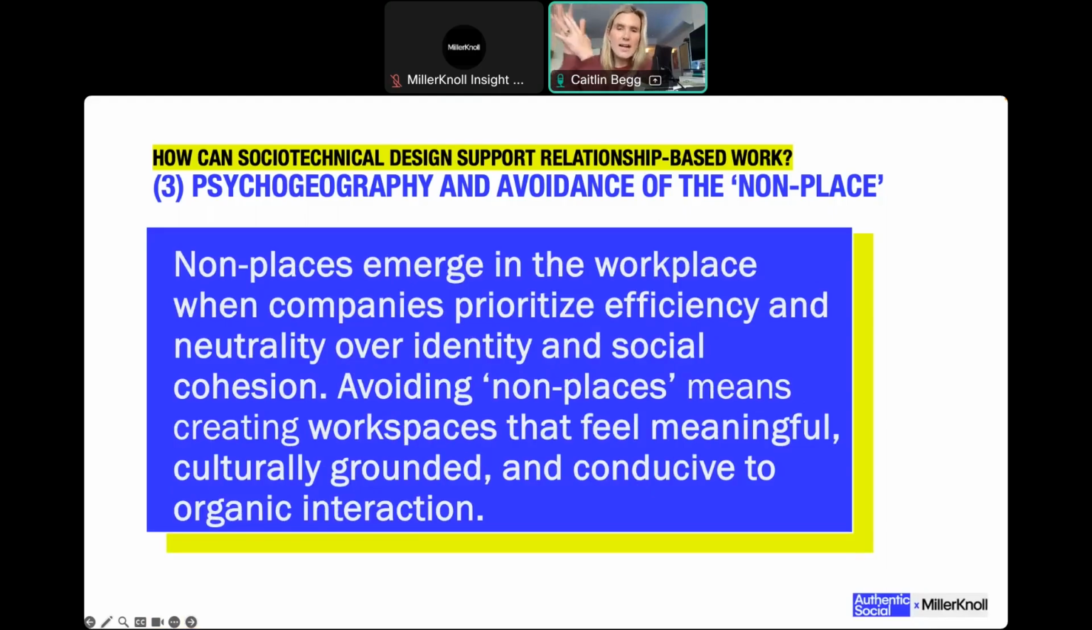And to go back to this idea of the non-place, or this place where we might feel like there's no soul, so an airport or a gas station type thing, they emerge in the workplace when companies prioritize efficiency and neutrality over identity and social cohesion. So I'll say that again, when companies prioritize efficiency and neutrality over identity and social cohesion. And when we're avoiding the non-place, this means that we're creating workspaces that feel meaningful, culturally grounded, and conducive to organic interaction.